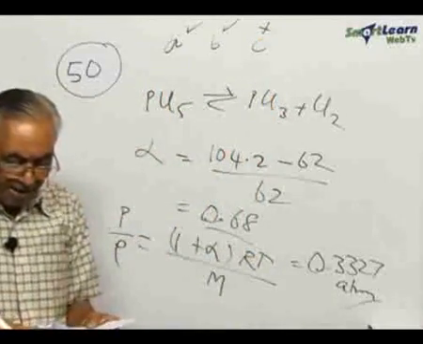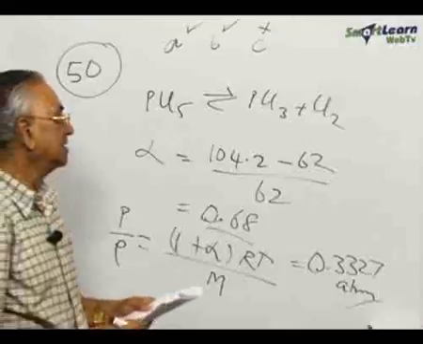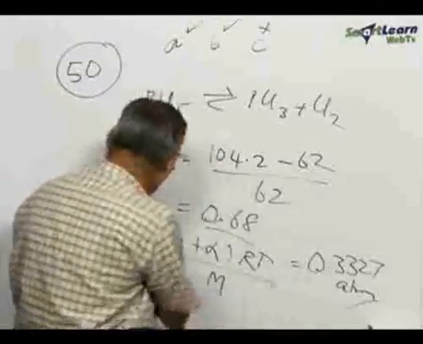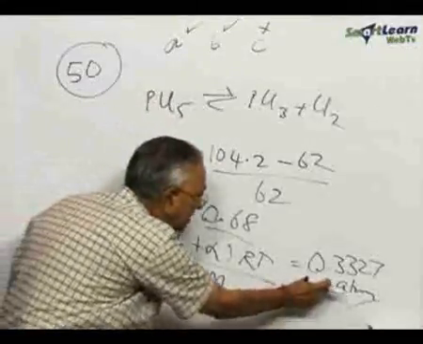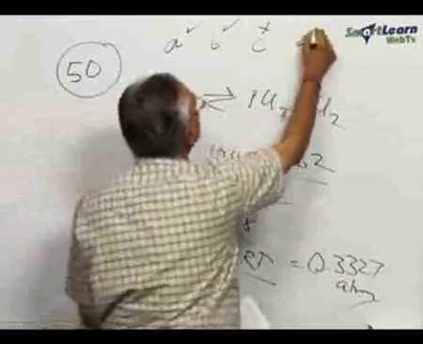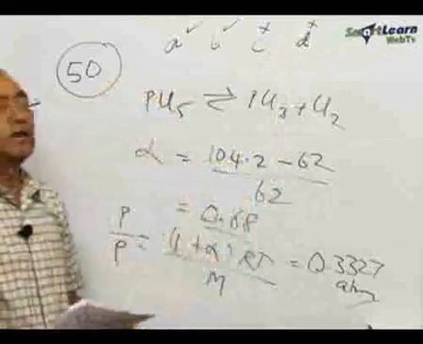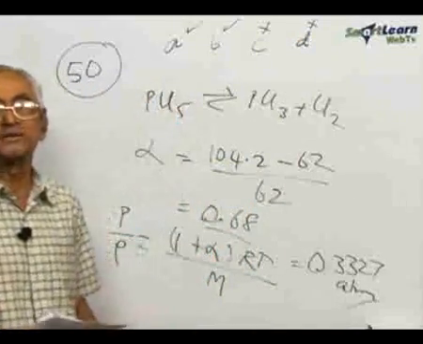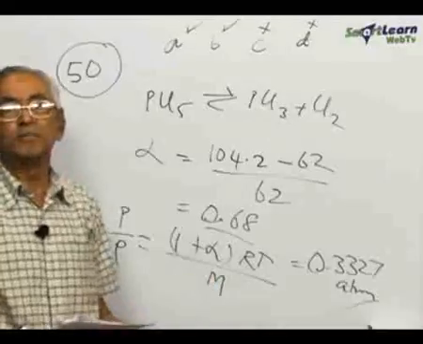Then coming to D, the value of P by rho is equal to only 0.3327 and not 0.68. Therefore D also is not correct. Therefore only A and B are the two correct statements and not the other two, namely C and D.